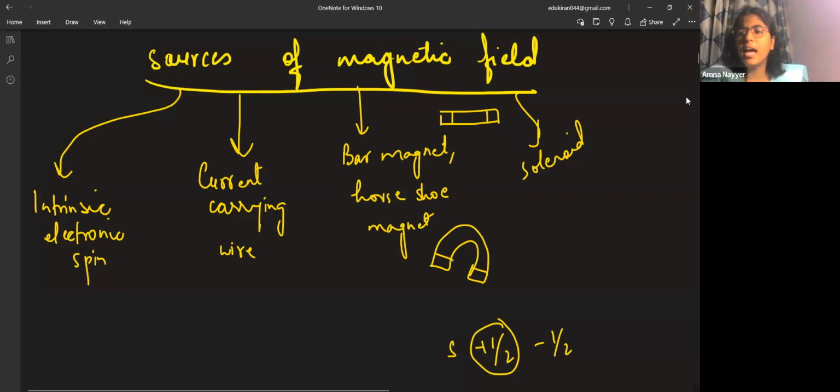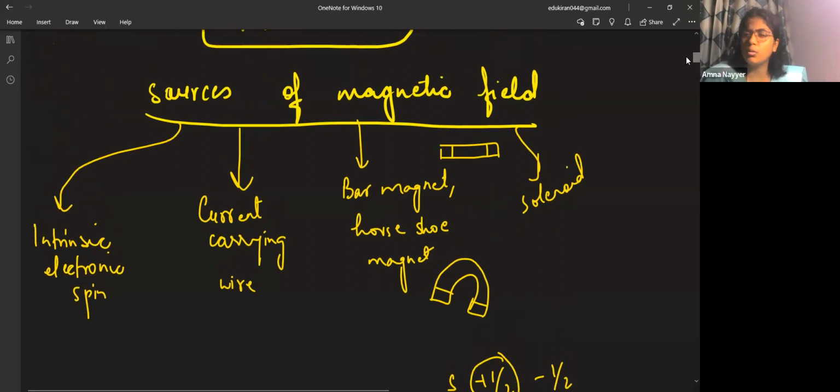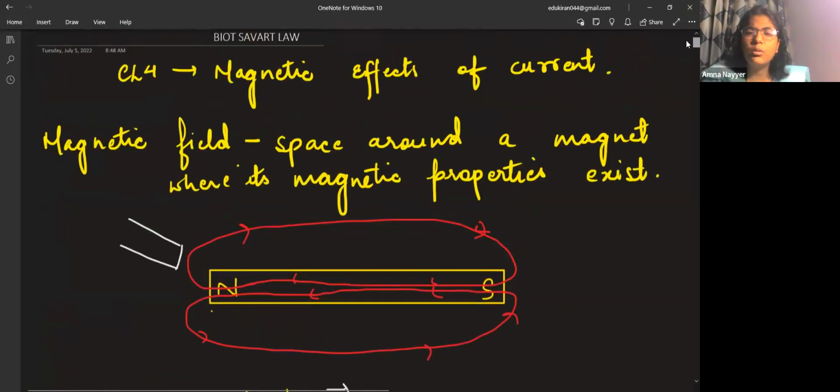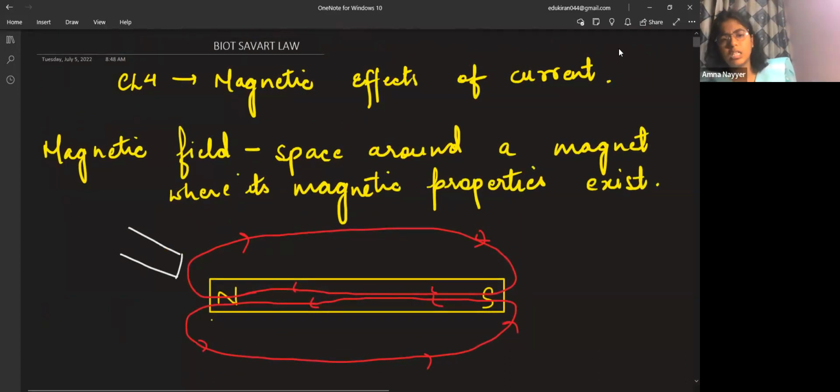Apart from this, then we have Biot-Savart's law itself. You have one Oersted experiment also, but don't do that. This is a tough experiment and you don't need to go into the details of it. Just quickly note it down so that we can start with Biot-Savart's law.